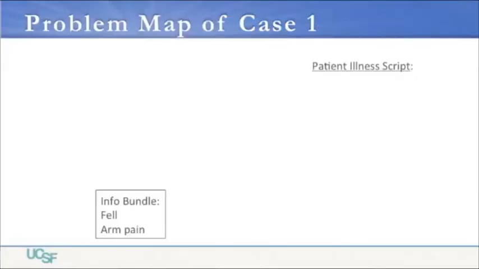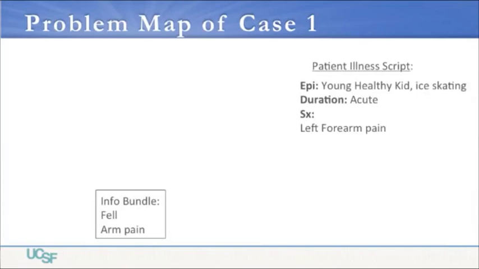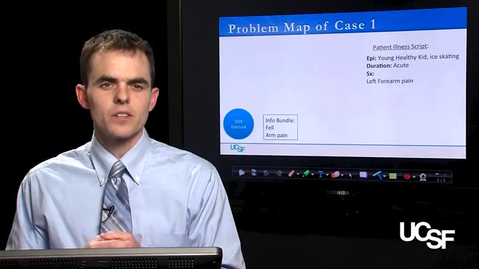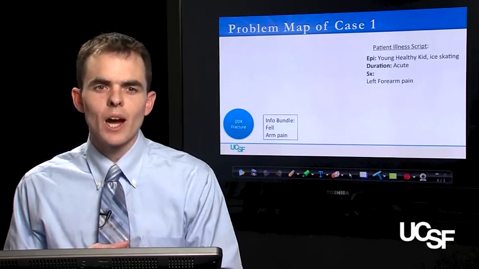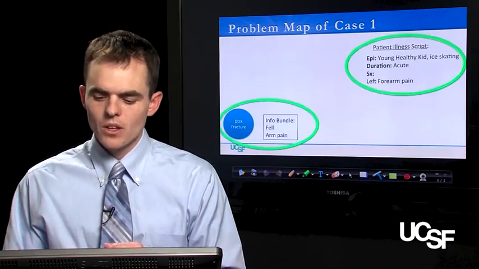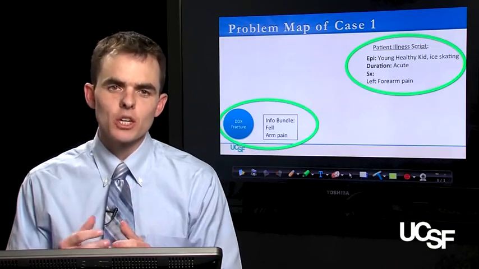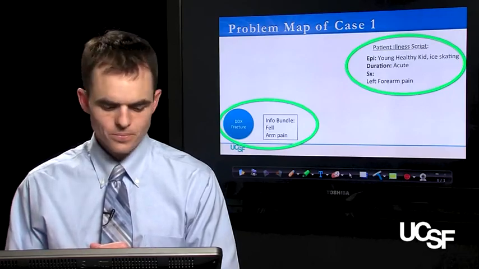Okay. So you're going to start with your first information bundle. The patient fell and had acute arm pain in this case. And you update your patient illness script. That shows that this is a young, healthy kid who was ice skating, with acute onset of left forearm pain after falling. Then you update your differential diagnosis, or working diagnosis, to say that you were pretty worried at that point in time about a fracture. You put these three things together, and that is your first clinical moment. That's clinical moment number 1.